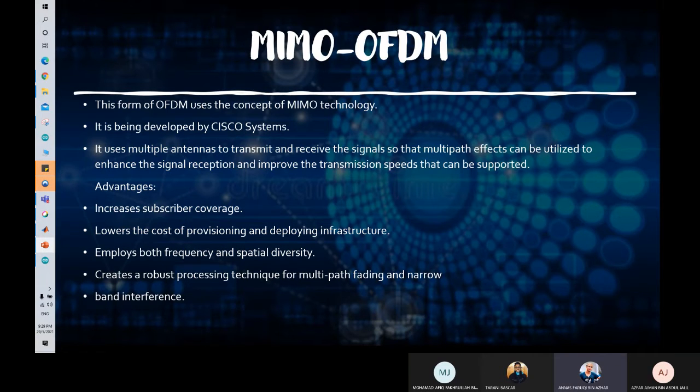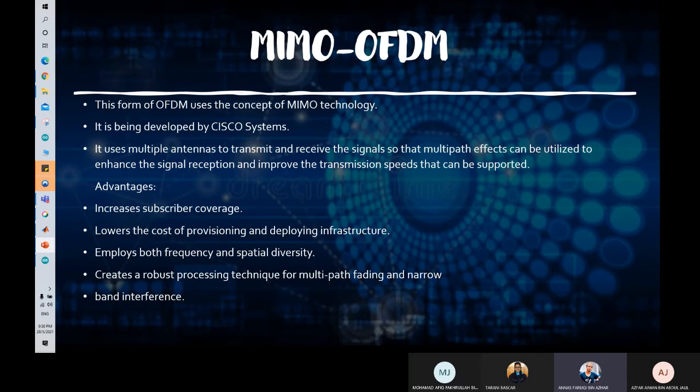MIMO OFDM. This form of OFDM uses the concept of MIMO technology. It is being developed by Cisco Systems. It uses multiple antennas to transmit and receive the signal so that the multipath effect can be utilized to enhance signal reception and improve the transmission speed that can be supported.